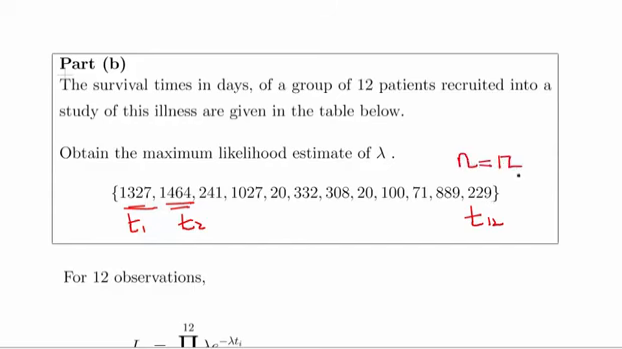I'll flip back and forth between using n and 12 quite a bit in this. So n is equal to 12. So the question is, obtain the maximum likelihood estimate of lambda.